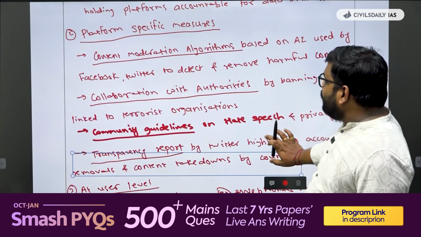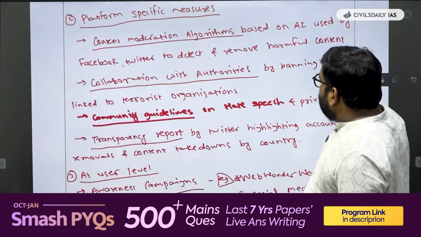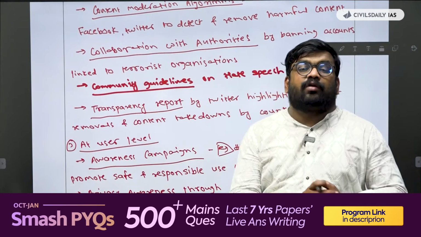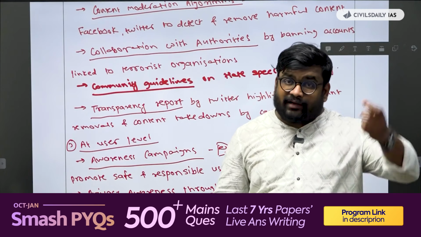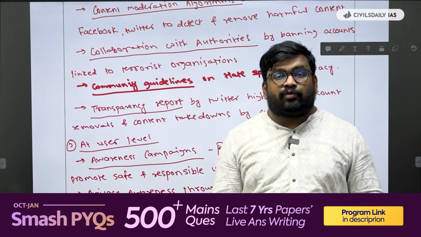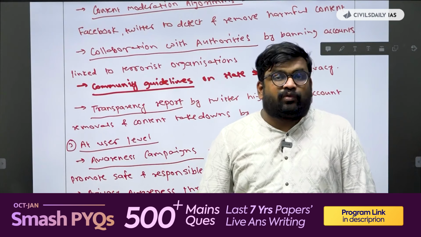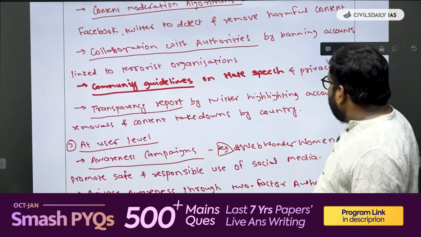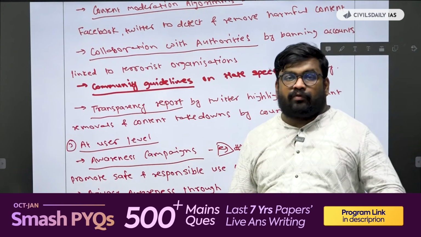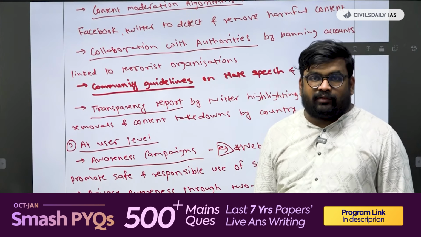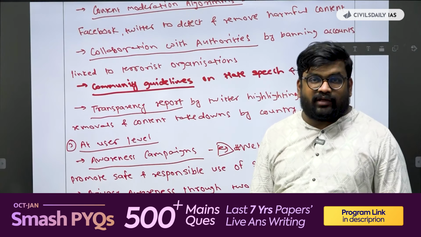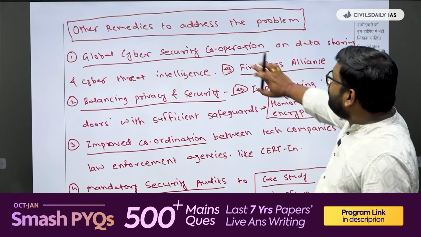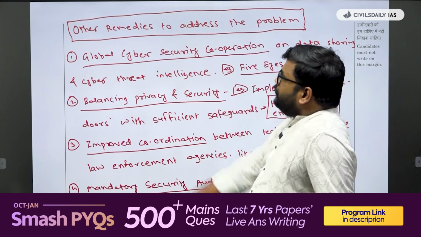Second, community guidelines on speech and privacy. Before logging in on any of the apps, you will have that list of the guidelines, which if you breach, there can be legal consequences against you. Okay. Then two-factor authentication also. All of you, those who use WhatsApp, there is an option of two-factor authentication. Then the last part is the other remedies or the way forward.